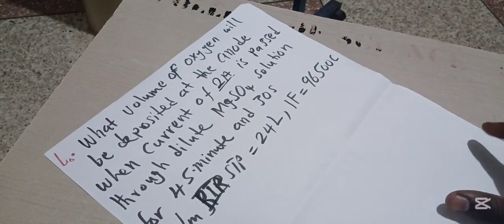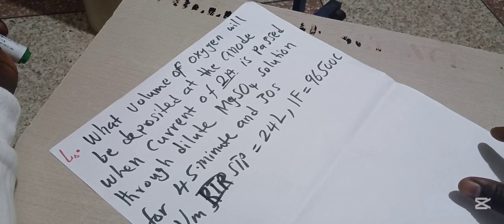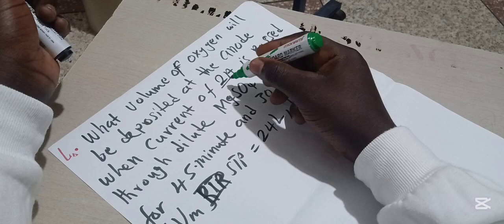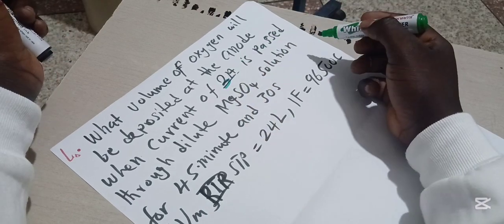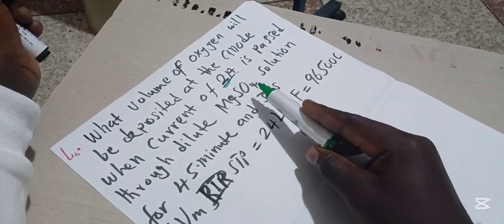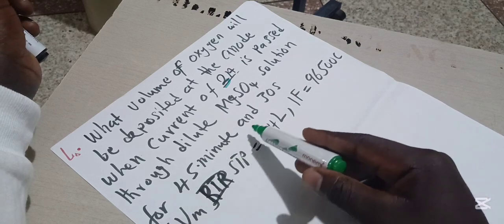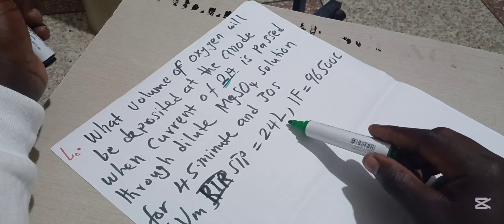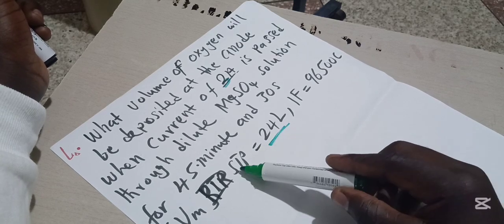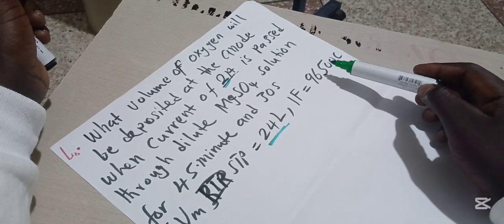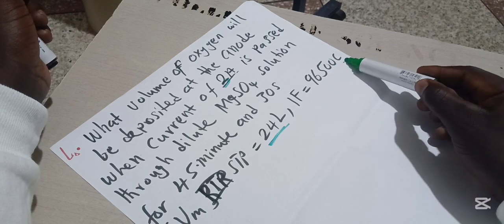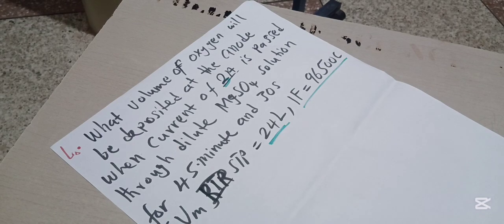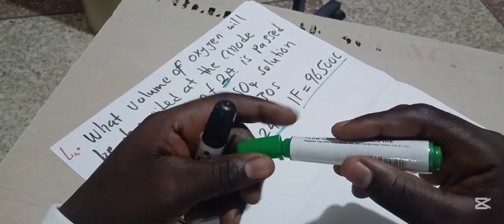What volume of oxygen will be deposited at the anode when a current of, let's say, 3 ampere is passed through a dilute MgSO4 solution for 45 minutes and 30 seconds? I'm giving the molar gas volume to be 24 liters at standard temperature and pressure. And our Faraday's constant is also given to us. 1 Faraday equal 96500. So now, this is an acidified solution problem.